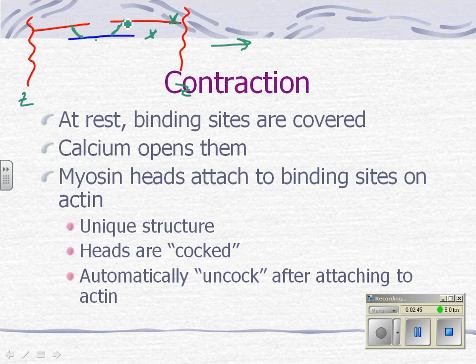When you decide to contract your muscle, when you decide I'm going to flex my muscle or bend my bicep or straighten my tri-arm, whatever, little things in here called myosin heads attached to what are called binding sites on actin. When you're relaxed, those binding sites are covered up. So when your brain sends a message to your muscle to contract, calcium floods in, opens those up, and these hook on.